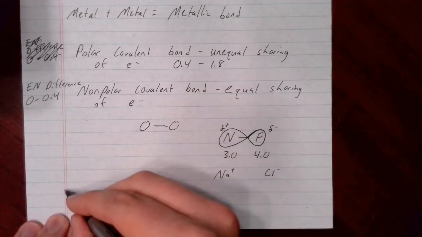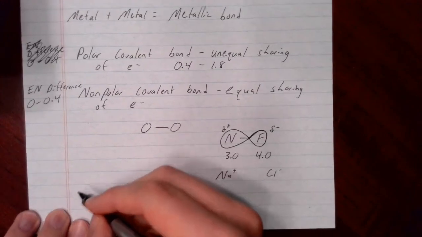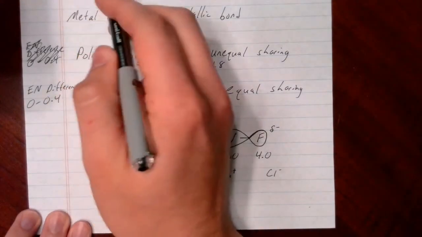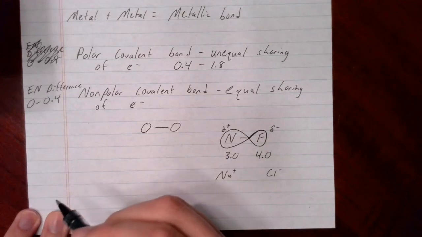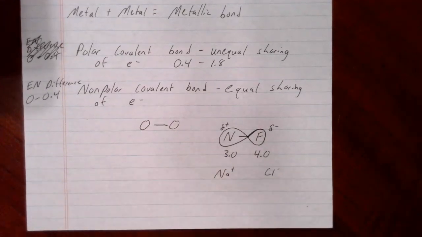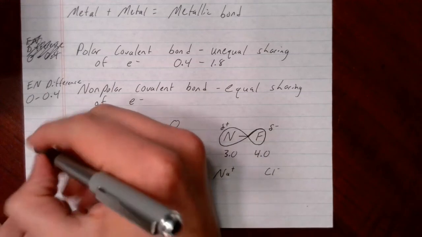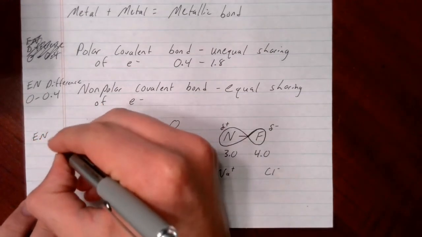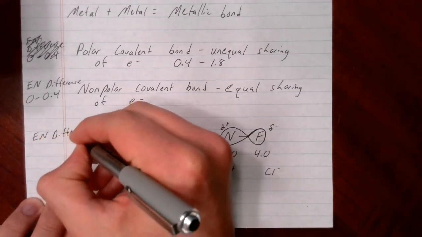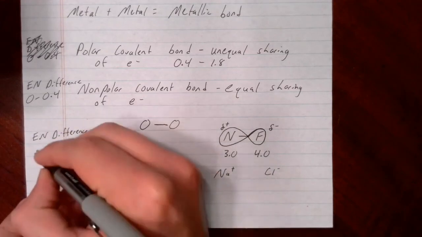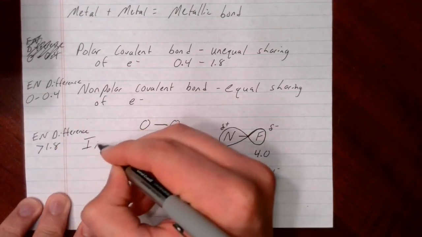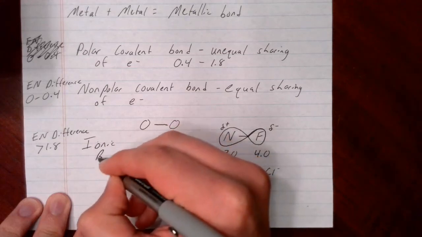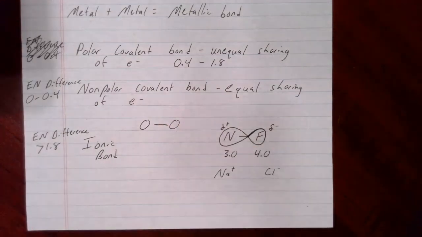There is one other little case that we need to discuss. Occasionally you could have a bond between two nonmetals where you actually have something that most closely resembles an ionic bond. If you have an electronegativity difference that is greater than 1.8, we call it an ionic bond. That's a pretty rare case.